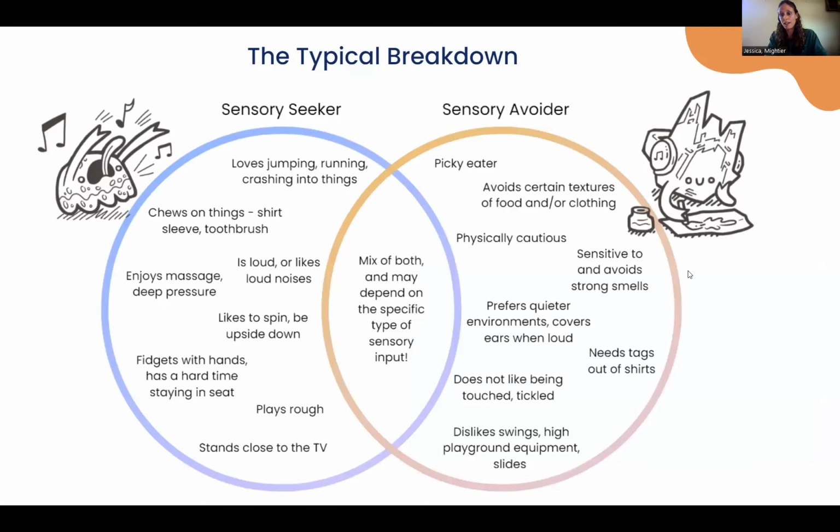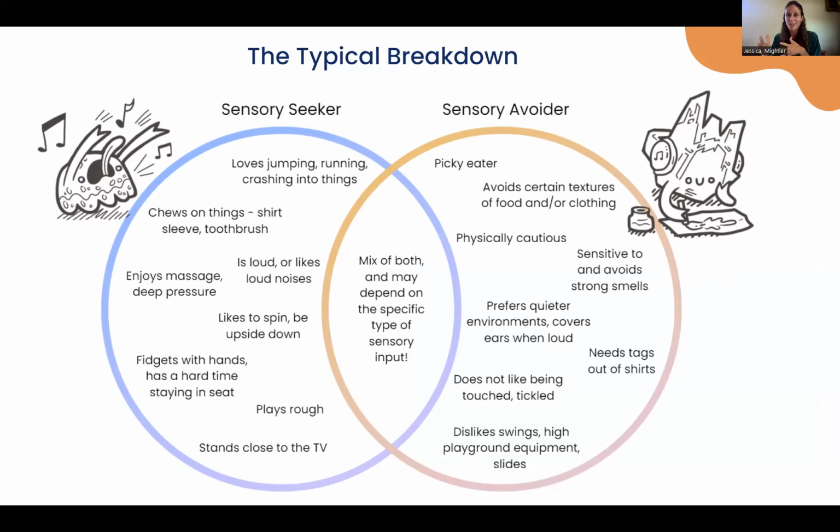All right. So this is a typical breakdown that I imagine many people here are familiar with, this comparison between the sensory seeker and the sensory avoider, right? So largely the two quadrants that were top right and bottom right in that profile. So your sensory seeker loves jumping, running, crashing into things. They're chewing on things. They might always have their shirt sleeve in their mouth, chewing on their toothbrush.